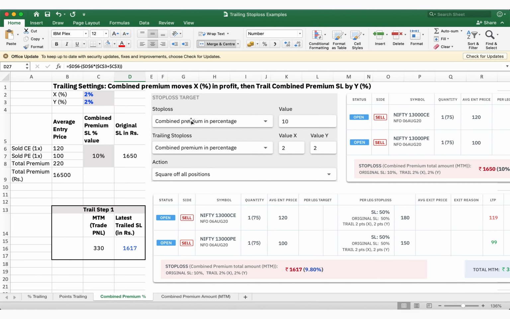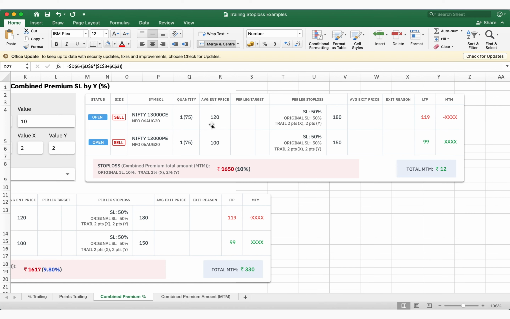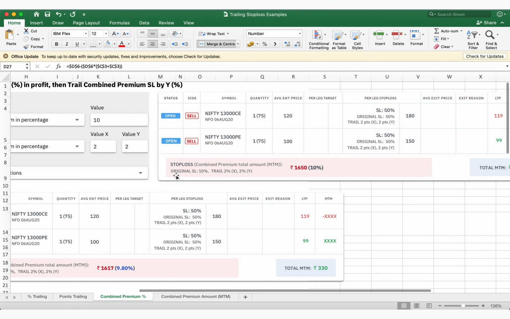On your Quantiply algo dashboard, you have configured your stop loss on the combined premium in percentage, which is 10%, and the trailing stop loss is also configured in percentage where X is 2% and Y is 2%. As soon as the trades are taken, you can see on the dashboard the average entry price. You can see your combined premium stop loss settings, combined premium stop loss, which is calculated to 1650, and you can see your trailing stop loss settings of 2% X and 2% Y as well.